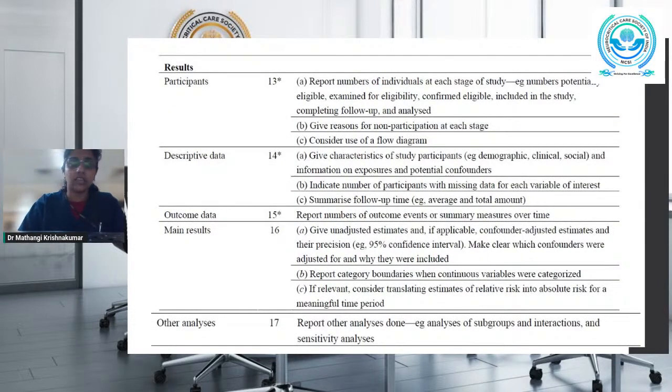If we look at the results, they were arranged in a flow. It looked at the reports of the individuals at each stage. The descriptive data was given, the outcome data was given, and then the main data along with the confidence interval was given. The interquartile range was given, and the odds ratio with the confidence interval was also given, giving a clear viewpoint as to what were the confounders in the analysis.